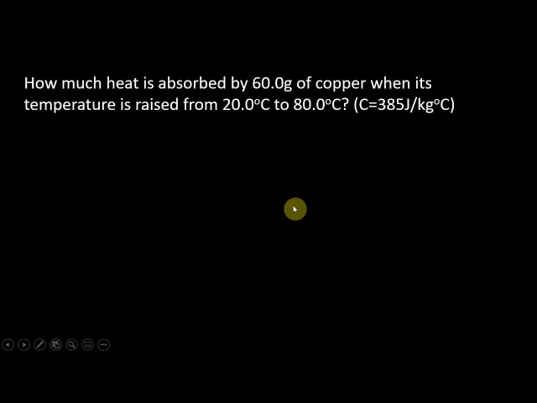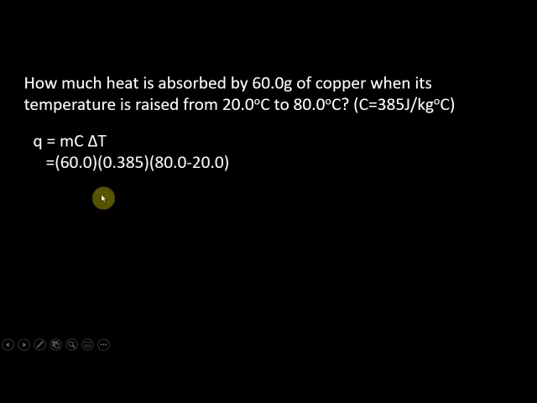All right, how much heat is absorbed in a 60-gram copper wire when its temperature is raised from 20 to 80 degrees? The specific heat capacity here is given as joules per kilogram degree Celsius. So make sure that you understand that that's got to be converted to joules per gram degree Celsius. All right, so again, Q equals mc delta T, plugging in our numbers. We get 1,386 joules. Again, 3 sig digs, so 1.39 kilojoules.